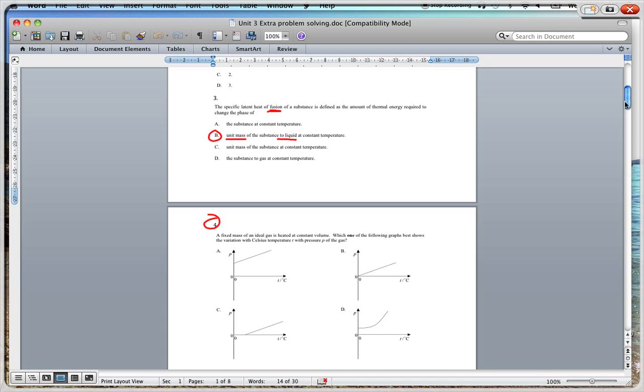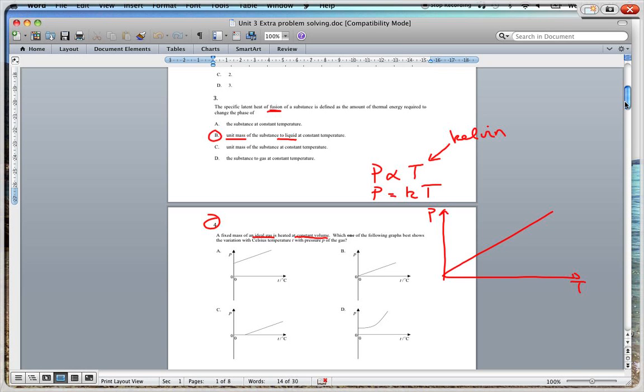Going on to question 4, it says a fixed mass of an ideal gas is heated at constant volume, so the volume remains the same. Which one of the following graphs best shows the variation with Celsius temperature T of pressure P? Now we know that for a constant volume, pressure is proportional to temperature, or pressure is equal to K times T. But this T over here is in your Kelvin scale. So if I had a graph like that for Kelvin scale, I would have my T there and my pressure there, and you would have something like that.